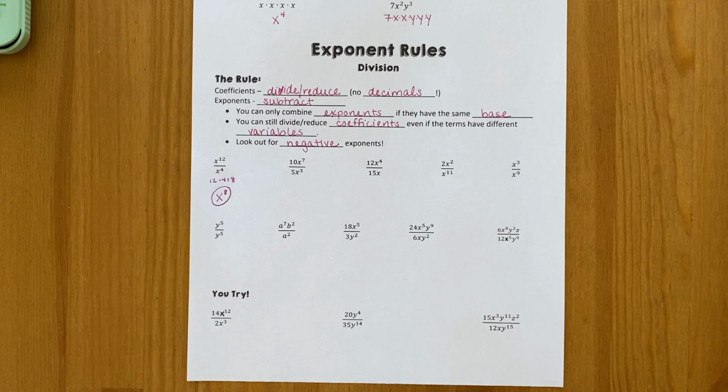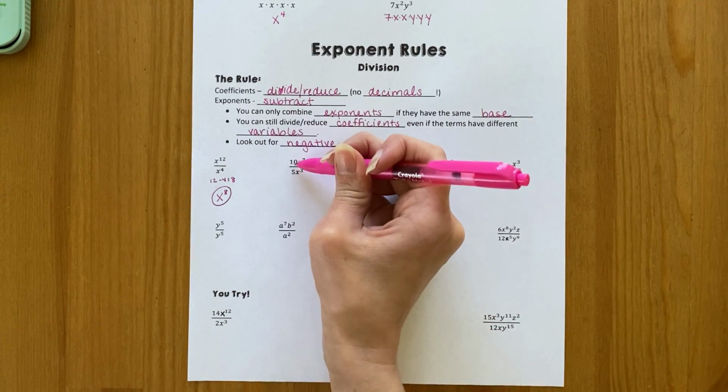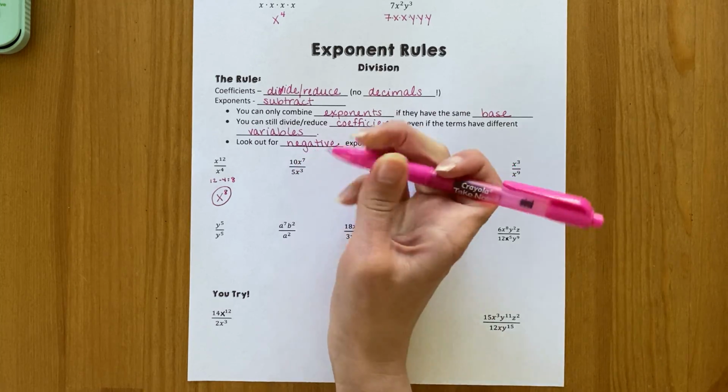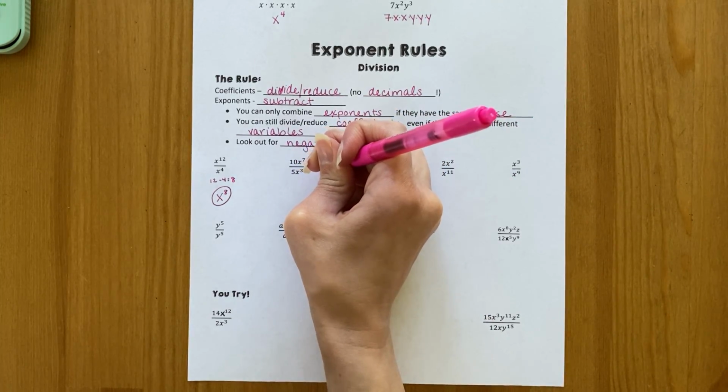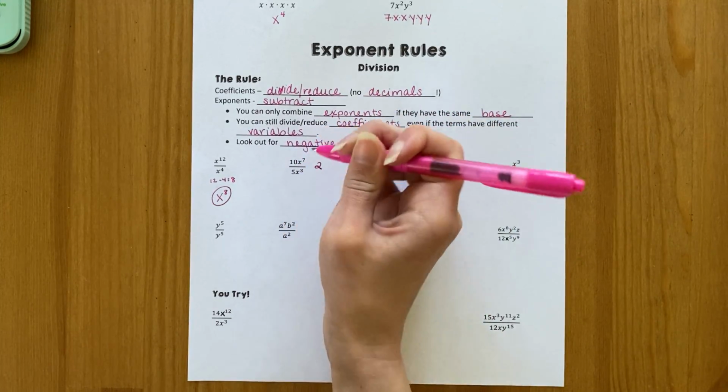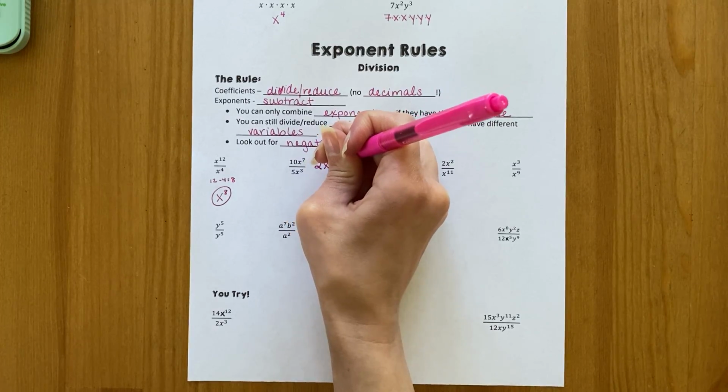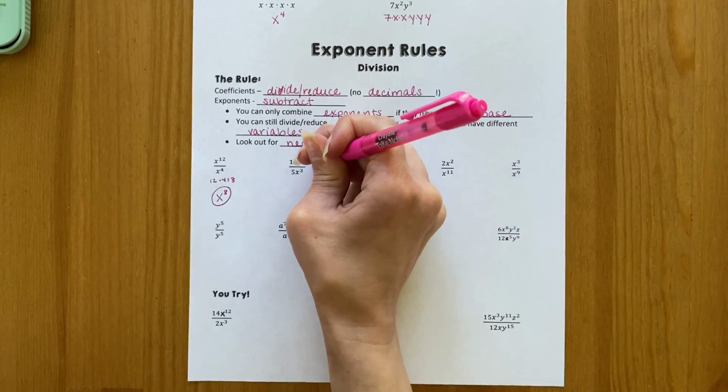If we take a look at the next one, this one does have the coefficient piece to it. So I'm going to take those two big numbers and we're going to actually divide those. 10 divided by 5 is going to make 2. And 7 minus 3 will make 4 on my exponent. So 2x to the 4th is my final answer.